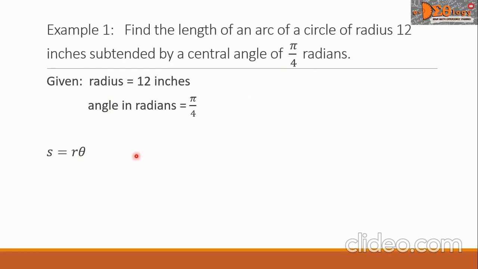Then we will substitute now the values. The R becomes 12 and the theta is the value pi over 4. Then we will simplify further. We can cancel this 12 and 4, it becomes 3, and then we will copy the pi. So the S, the length of the arc, equals 3 pi, and we will not forget the unit of measurement, that is inches. So our final answer is 3 pi inches.